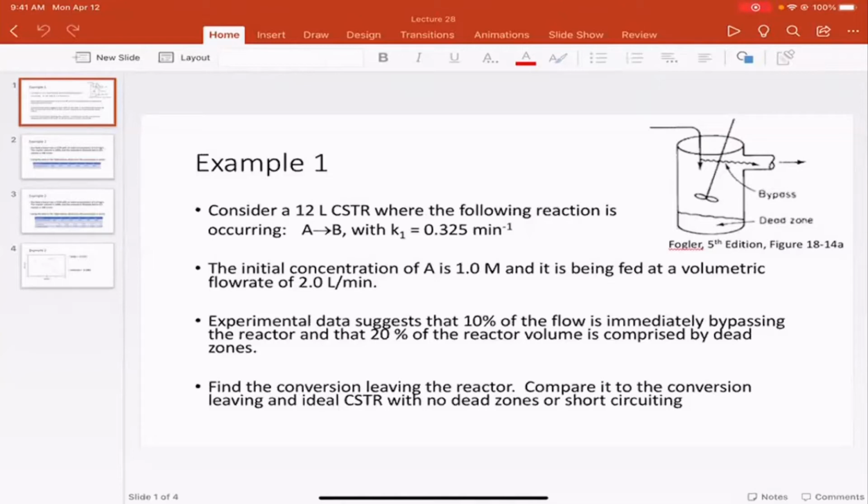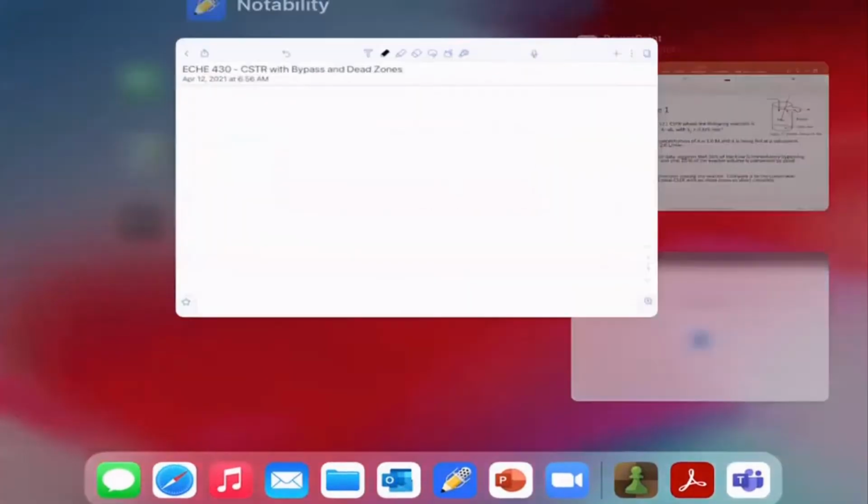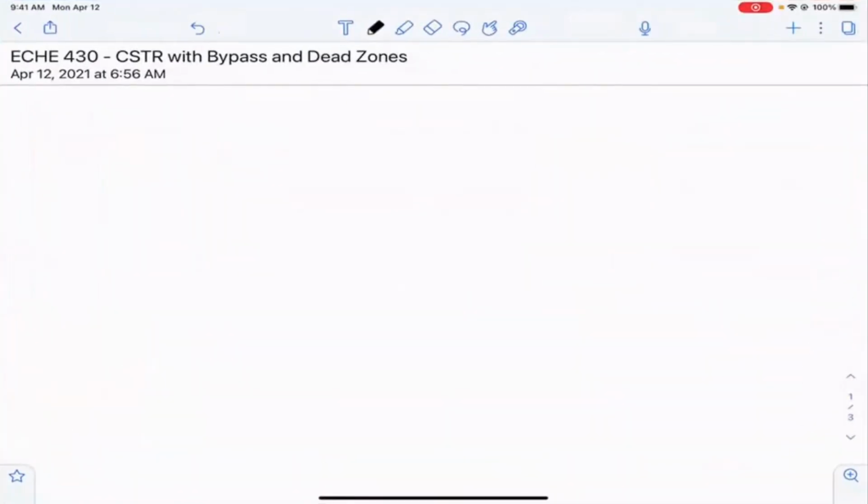Experimental data suggests that 10% of the flow is immediately bypassing the reactor and that 20% of the reactor volume is comprised by dead zones. Find the conversion leaving the reactor and compare it to the conversion leaving an ideal CSTR with no dead zones or short circuiting. Now, I'm going to start the solution today with the second half.